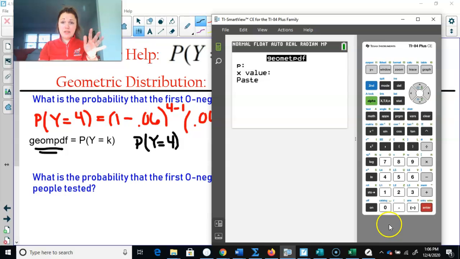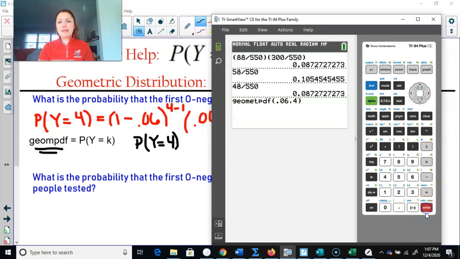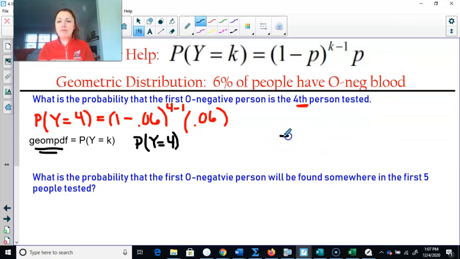If you have an older calculator, just sit tight. Our probability is 0.06. Our X value, or in this case, we put K, our X value is 4. And then we're going to go ahead and paste. Now, those of you with the older calculator, you should see geom PDF and this parentheses there. Then just go ahead and put the probability first. The comma is right here. And then here, the trial where we will see the first success goes there. Then close that parentheses, which is right there. So we're going to hit enter. And there we go. We have 0.0498.